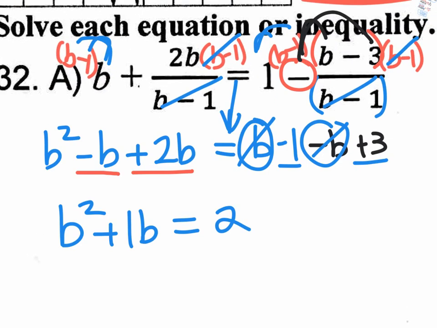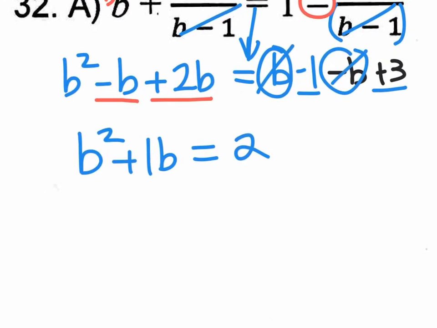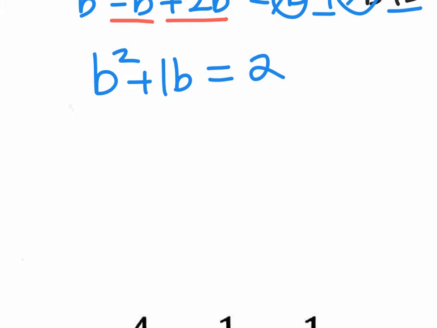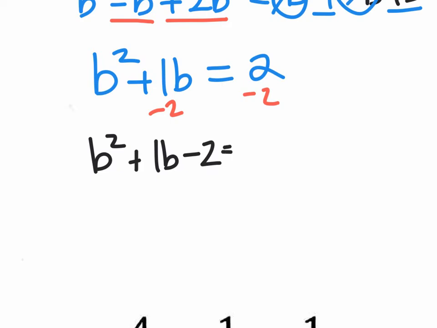So now we have this quadratic equation. Let's set it equal to 0 by subtracting 2 there and subtracting 2 here. So we're going to rewrite it. It's going to be b squared plus 1b minus 2 equals 0.